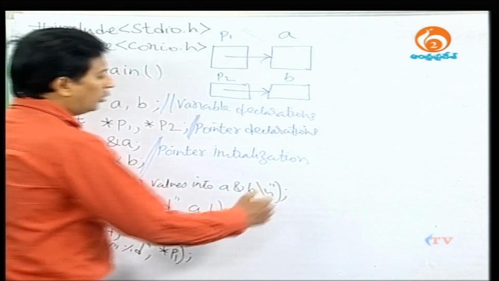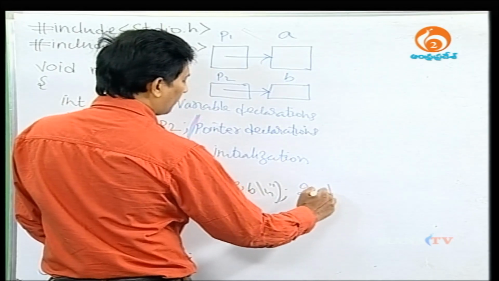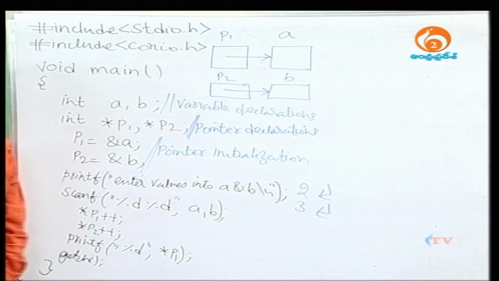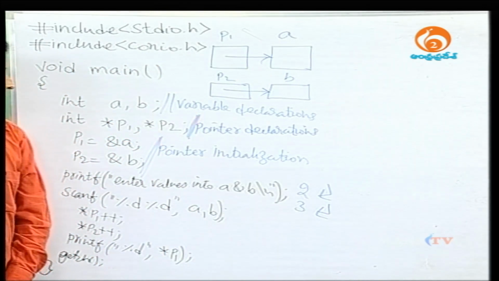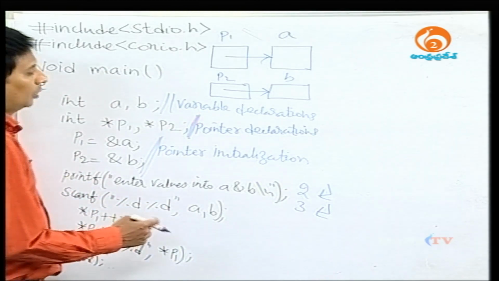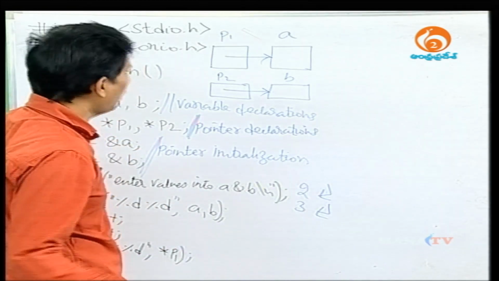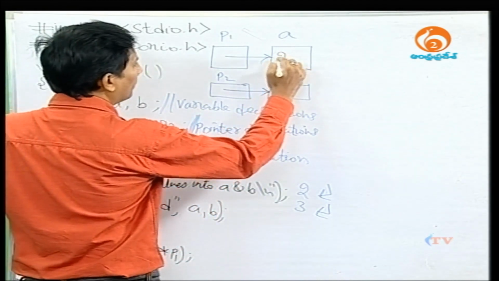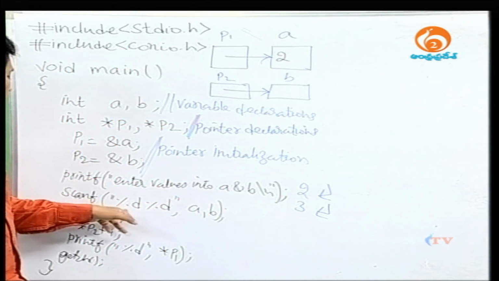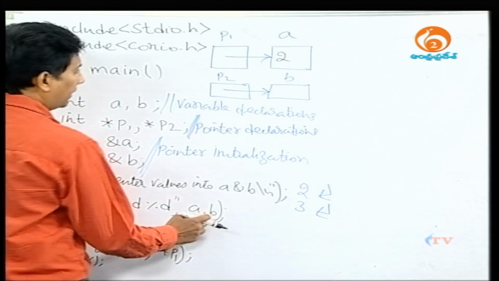Next, enter values into A and B. I entered 2 and 3 from the keyboard. This 2 is read from the keyboard and stored into A. Next, 3 is read from the keyboard and stored into B.